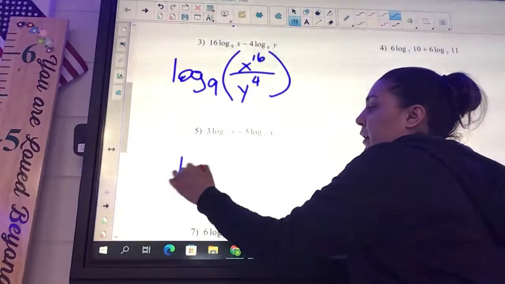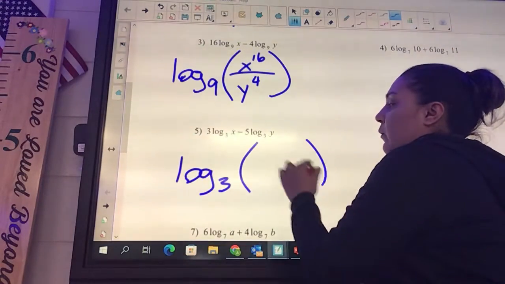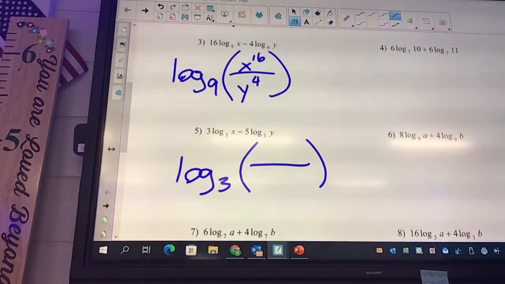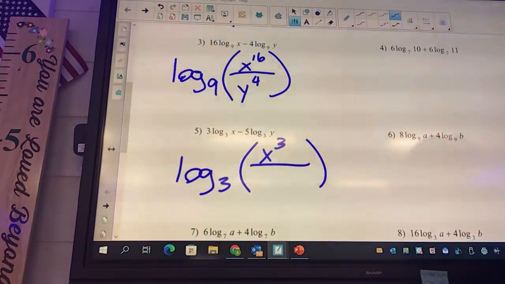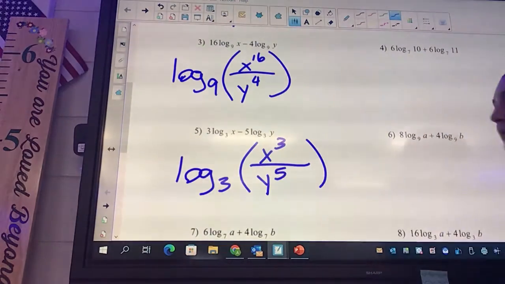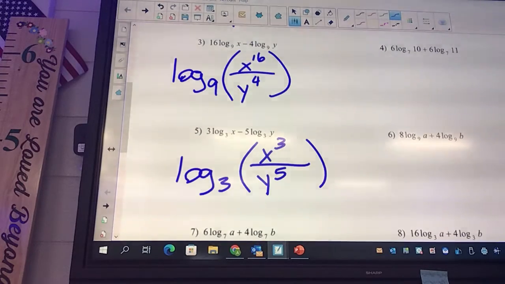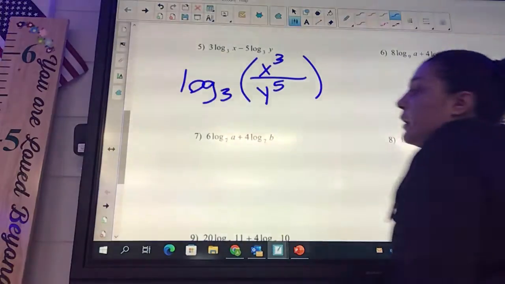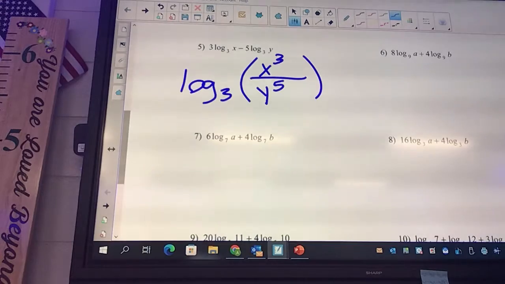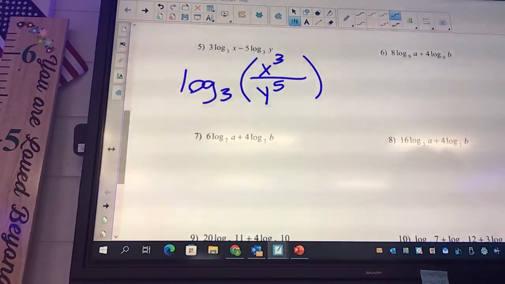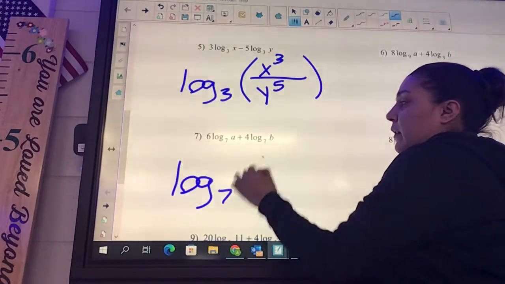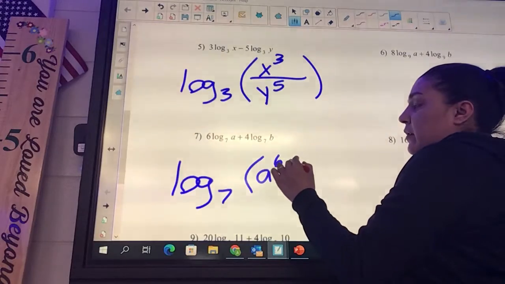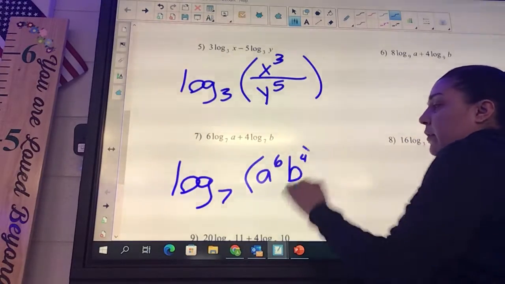Okay, this one is going to be division or multiplication? You sure? Yes. Okay, log 3. We know it's going to be division. What's going to go on top? x to the 3. What's going to go on bottom? y to the 5. Okay, 7. Is that addition or subtraction? Addition. So is it going to be multiplication or division? Multiplication. So you're going to get log of what? 7, a to the 6th and b to the 4th.